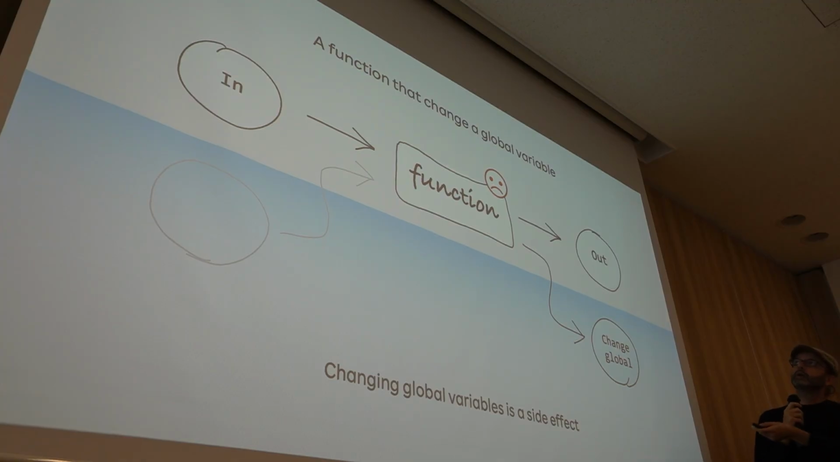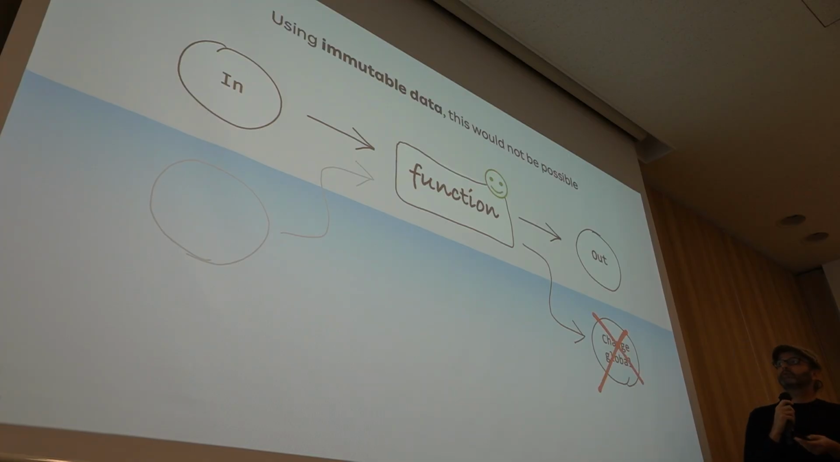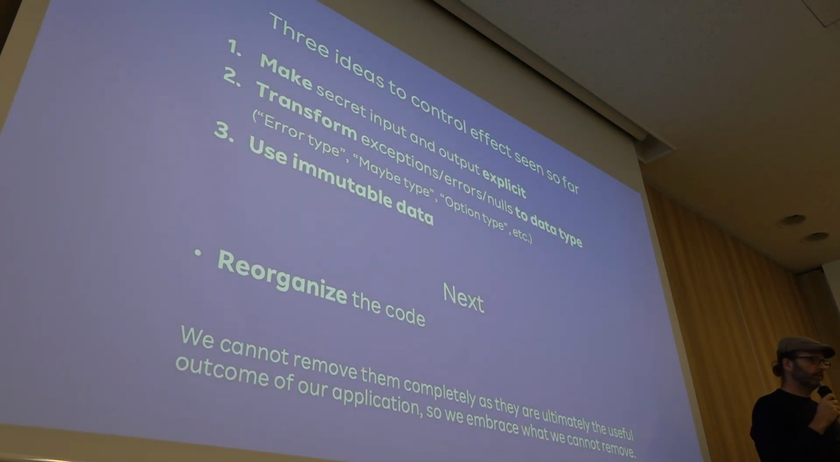This is another example. This is a function that goes and changes a global variable. A side effect. How can we avoid this one? By using immutable data. If we use immutable data, a function cannot change any global variable. So we already saw three ways of dealing with this situation. One is making secrets more explicit. The other is to transform things like exceptions and error rules into data types, and then using immutable data.